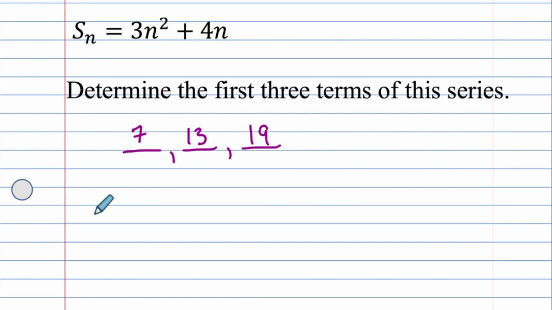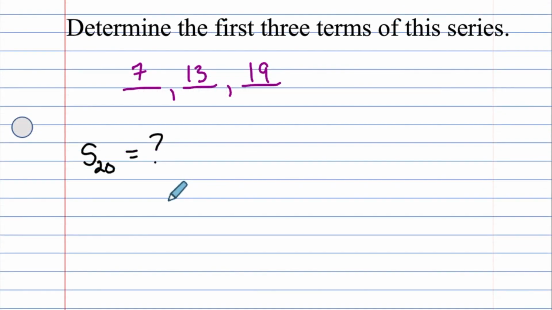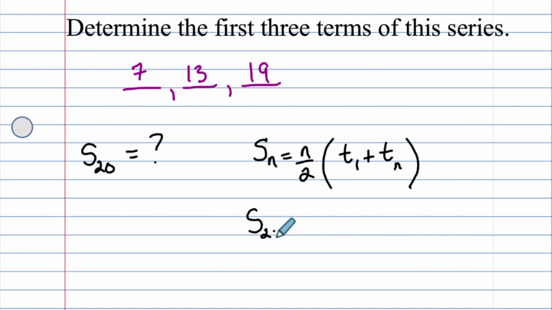Let's add one more question. How about the sum of the first 20 terms? Can you calculate that? We have a formula for that. S of n is equal to n over 2 bracket the first term plus the last term. S of 20 is going to be 20 divided by 2. The first term is 7 and the last term is a problem.